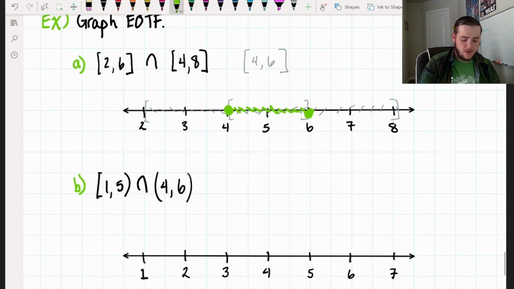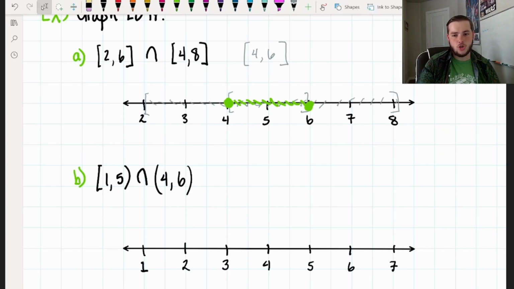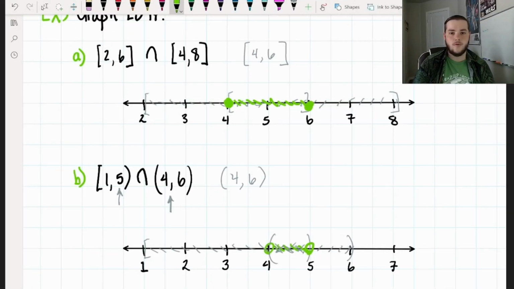Why don't you pause the video here to see if you can try this problem out? Ultimately, we get almost the same answer in part A. We get the open interval from 4 to 6 instead of closed. Here, the word open means it has neither of its endpoints.